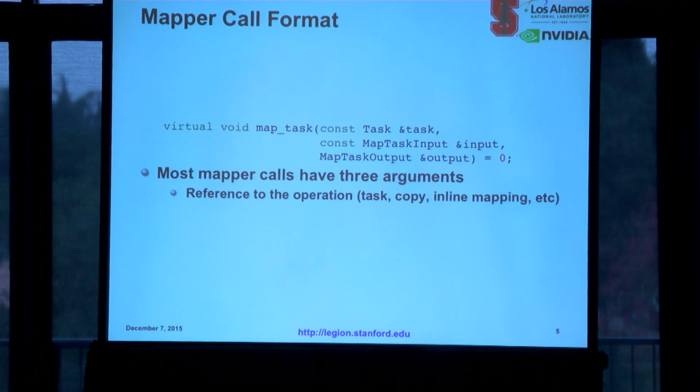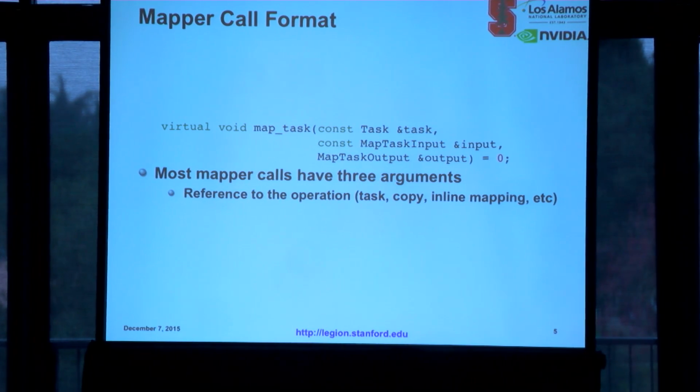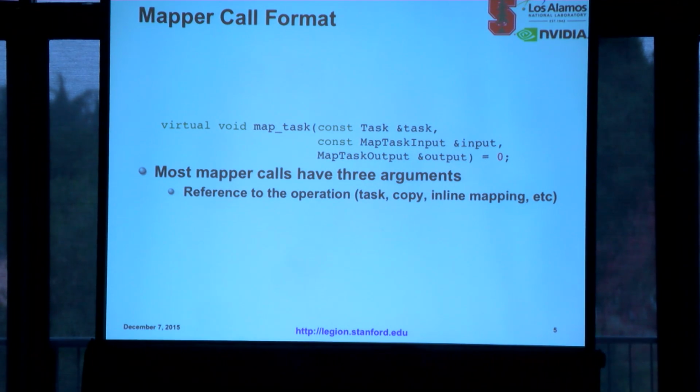Your first argument is going to be a reference to the operation that you're actually mapping. So it's going to be a task. It can be an explicit region-to-region copy. It could be an inline mapping that you're doing. But you'll get a reference to it. It'll have some metadata associated with that operation. So you better know things like which task you're mapping. You'll have some references about which region requirements you're accessing, all the stuff that you get today.